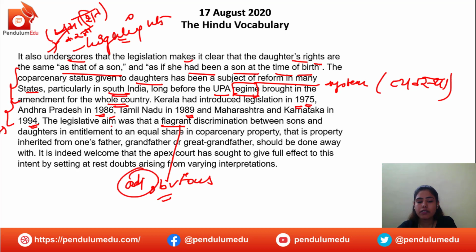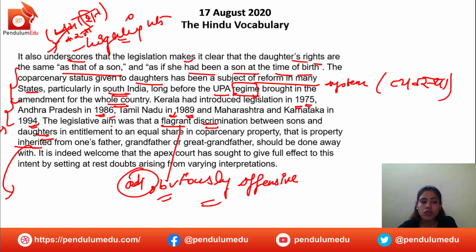Flagrant is an adjective, something that is obviously offensive. भाई साफ साफ दिख रहा है कि आप discriminate कर रहे हो between sons and daughter. So it is, ये जो flagrant discrimination है in entitlement to an equal share in coparcenary property, that is property inherited from one's father. Inherited जो कि आपको जन्म से मिला हुआ है. You've acquired by birth.